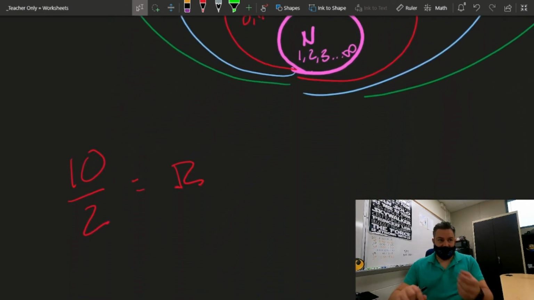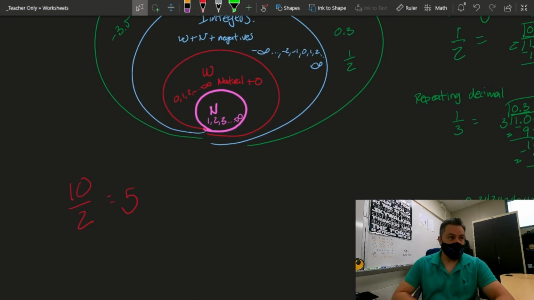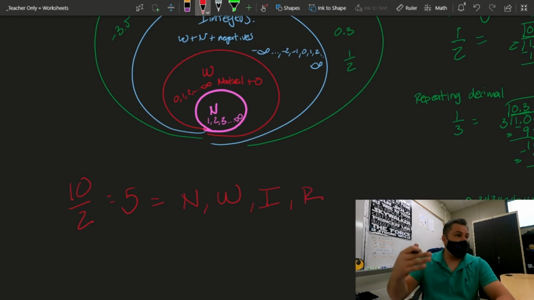Now, let's look at this. Every time we have an improper fraction, check if you can simplify it. In this case, 2 goes into 10 5 times. So now that is going to be what? Where does it go? This can be a natural number. It can also be a whole number. It can be an integer, and of course a rational. So that one fits in all the categories, right?